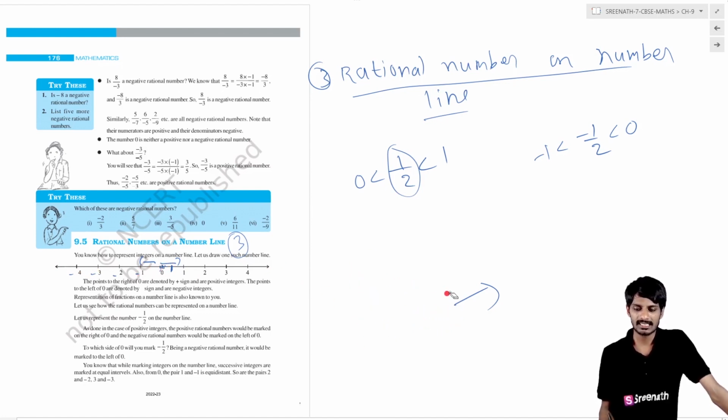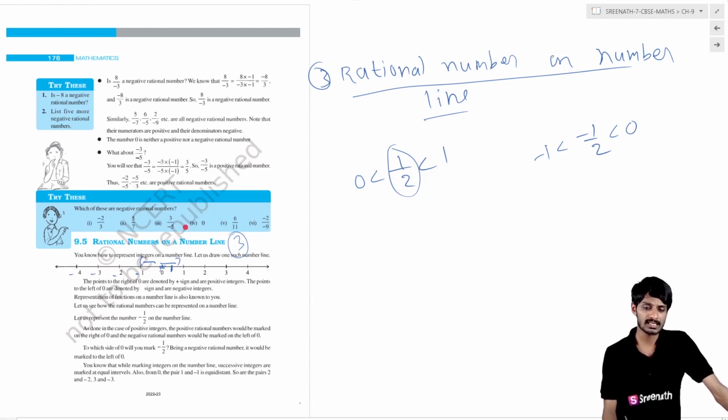In the similar way, a positive rational number must be represented on the right side of the origin 0, and a negative rational number must be represented on the left side of 0. A negative rational number is always less than a positive rational number. Okay, this is the negative rational number minus 1 by 2.